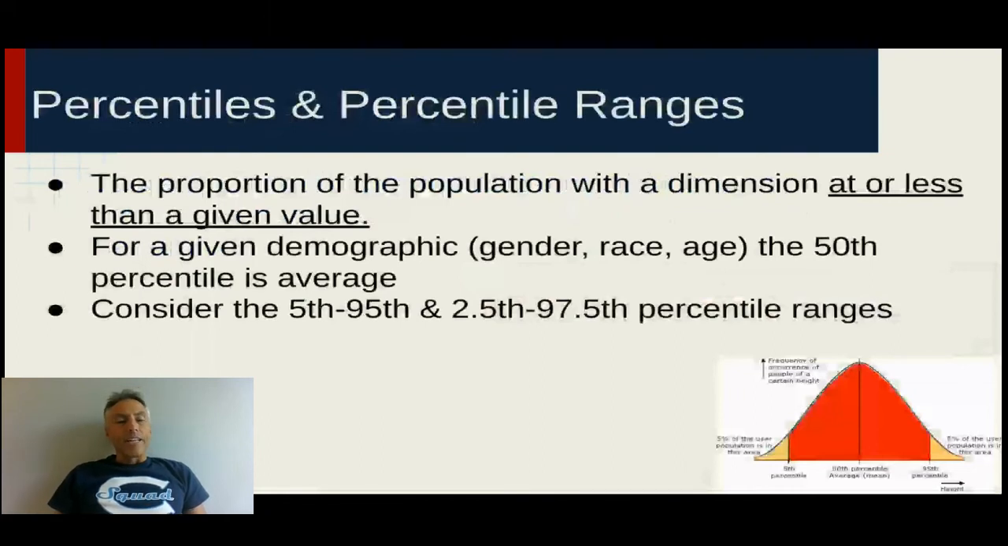If we say that somebody is in the 95th percentile for height, let's just say that. What that means is 95% of the other people are that size or shorter. Okay, typically we go down. So like I underlined in that first one, it says at or less than a given value. So typically when you see something in a high percentage, you're talking bigger, taller, wider. Something in a very low percentage, it's going to be smaller.